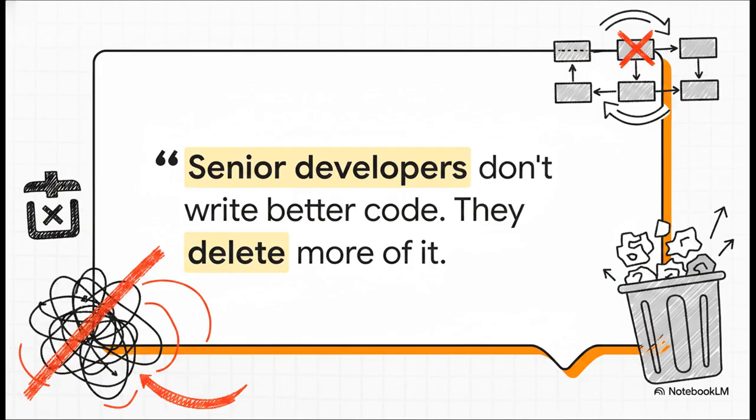Because every single line of code is a liability. It adds cognitive load, it requires constant maintenance, and it's a potential hiding place for bugs. The developer who gets promoted isn't the one shipping the most complex, sprawling features, but the one who is systematically eliminating complexity from the system.